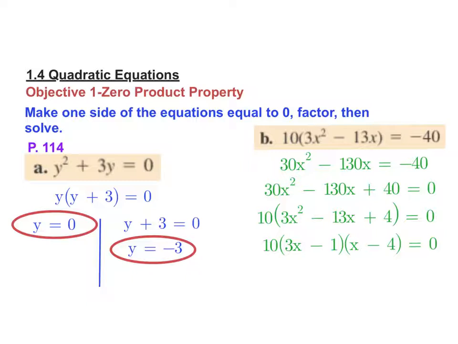Now when I set these, I'm going to set each of these equal to 0. What's this one going to give me? x is going to equal what here? 4. How about this one? 1/3.